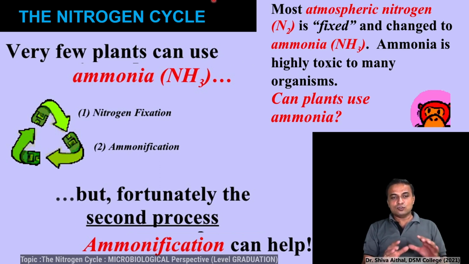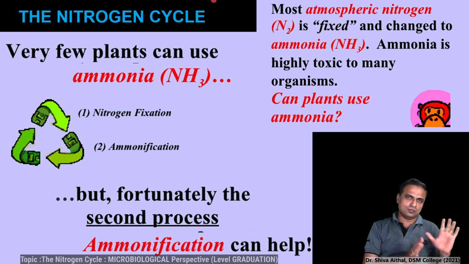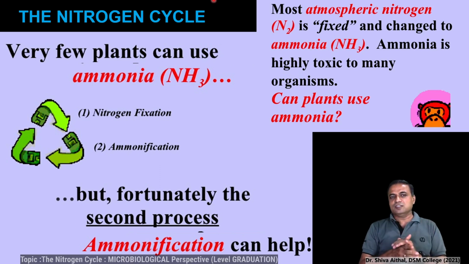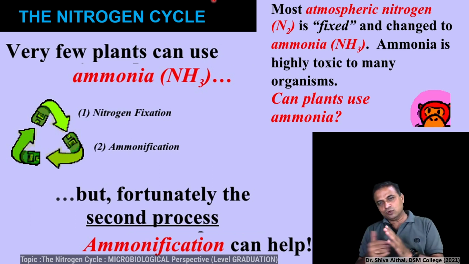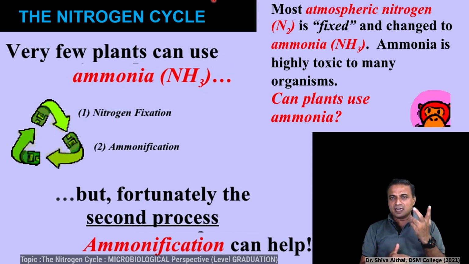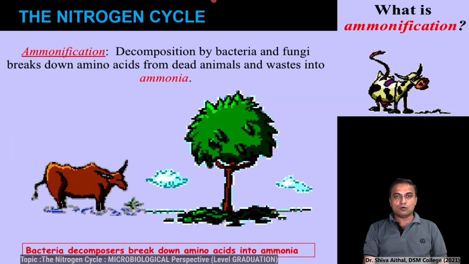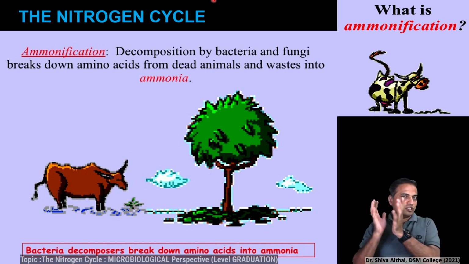So fortunately there is a second step called ammonification. Very few plants can use ammonia; I can say it's almost non-significant. So first is nitrogen fixation, and second is ammonification. As I said, ammonification converts ammonia to nitrites and nitrates. So this important step is responsible for converting the ammonia into a utilizable form. So how does that take place? What is ammonification? That should form the next question in your mind.